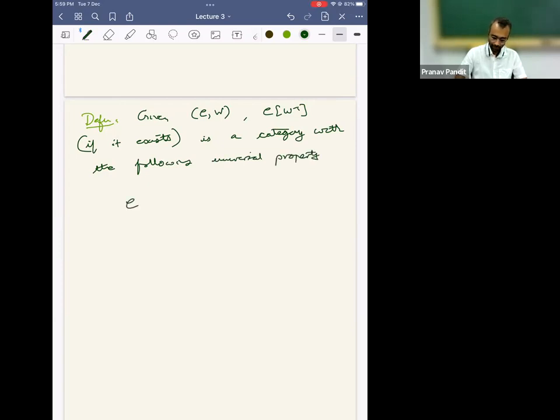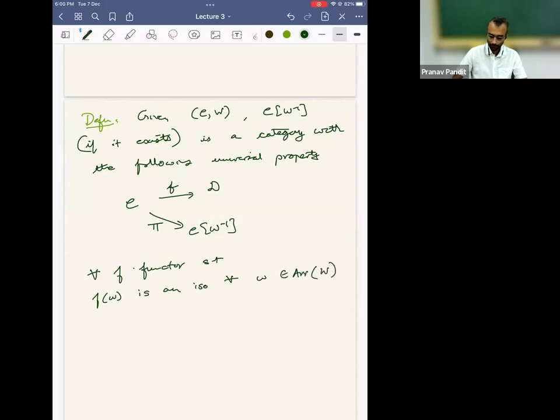You have a map from C to C[W^{-1}], let's call this pi. And if you have a functor to any other category D, let's call this F, so for all functors F such that F of w is an isomorphism for all w in arrows of W, there exists a unique G that makes this diagram commute, right? So this is what C[W^{-1}] is if it exists.